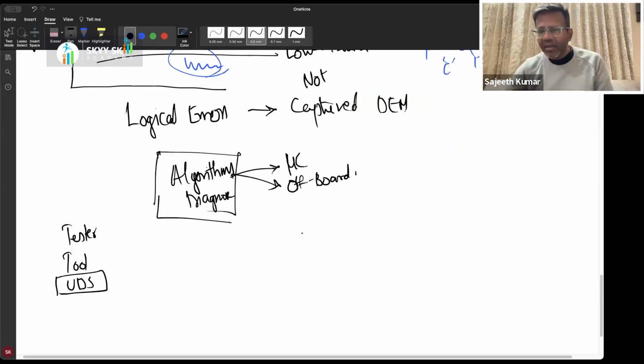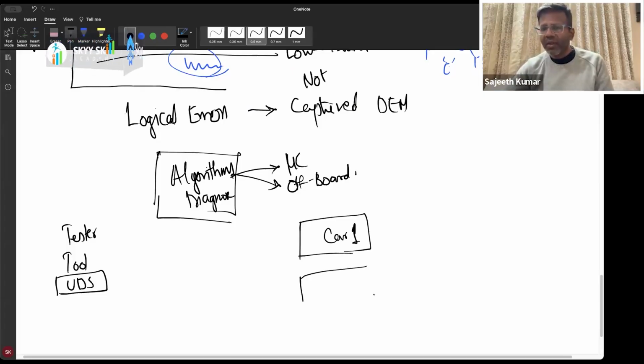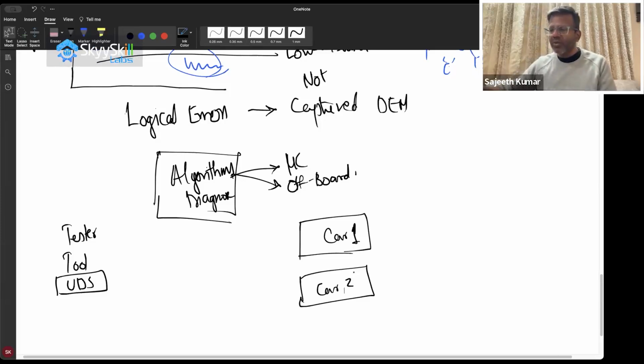Now, if you're working with UDS and there is a car manufacturer 1 and a car manufacturer 2, each one would have their own way of diagnosing, their own way of figuring out if there's a problem. Which means you should have a tool which is compatible with that particular manufacturer. If not, you will not get a standard UDS tool.